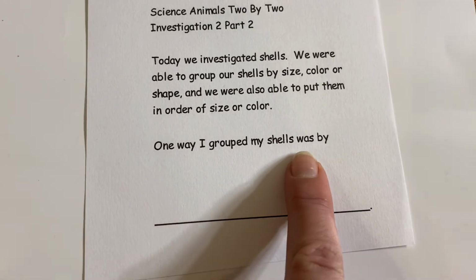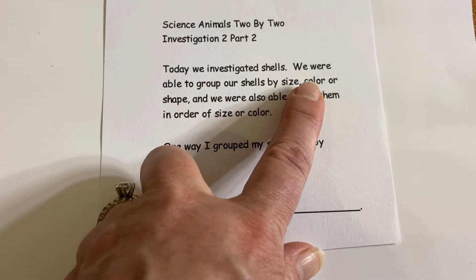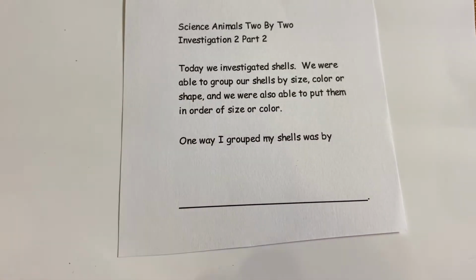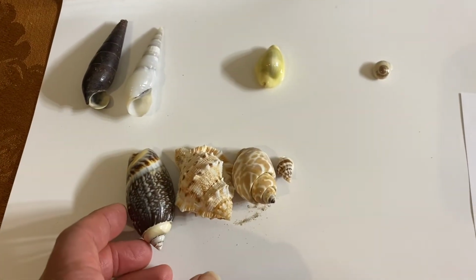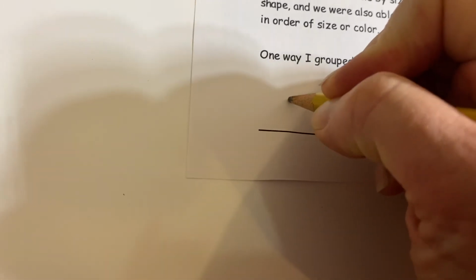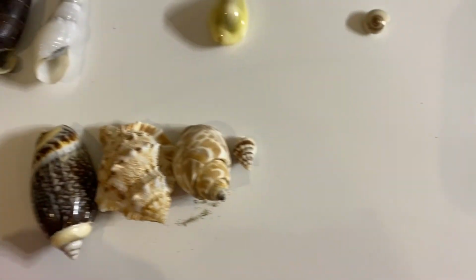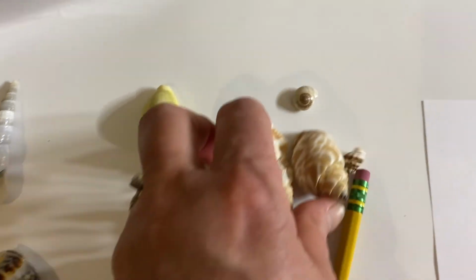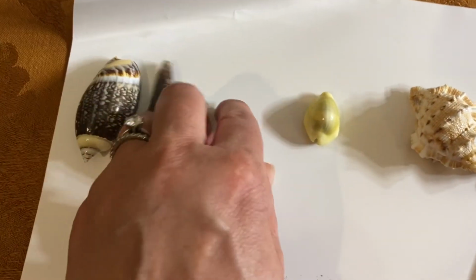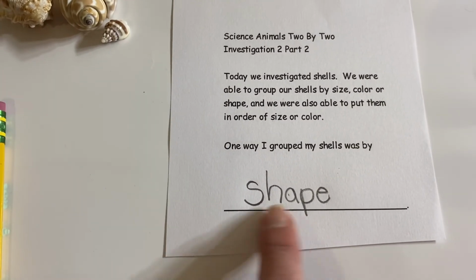One way I grouped my shells was by, now you need to either write the word size, color, or shape. So right now, they're arranged by shape. So I could write that with my pencil. I could write shape. If you decided to do it by color, like this, then you would write color. And if you decided to arrange them by size, you would write size.